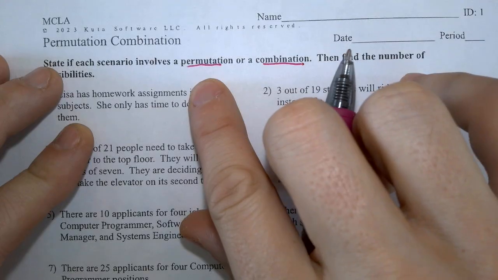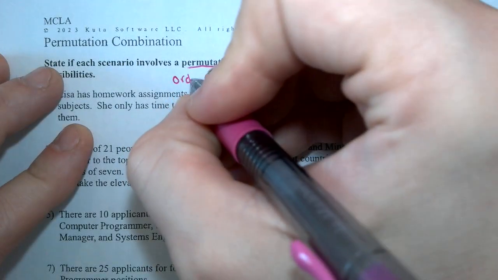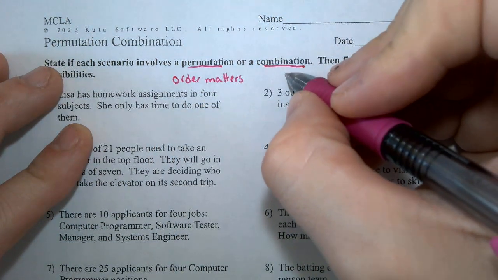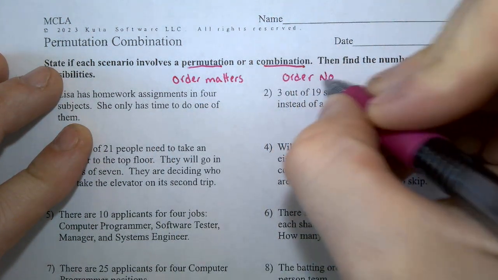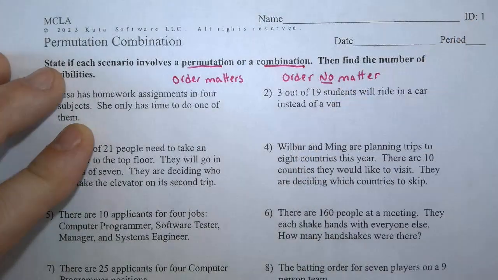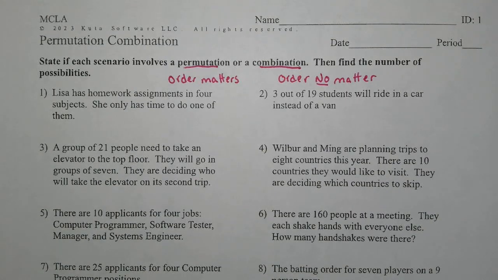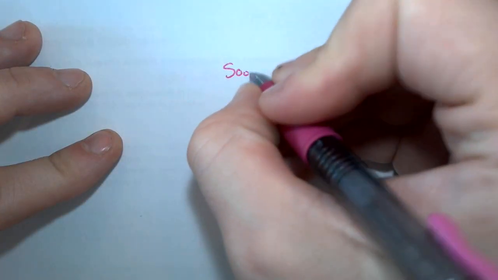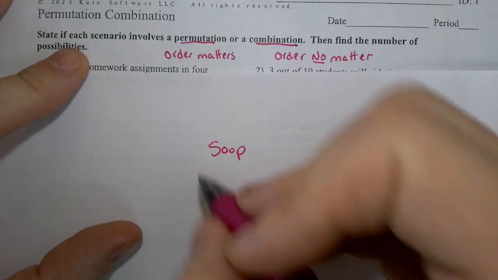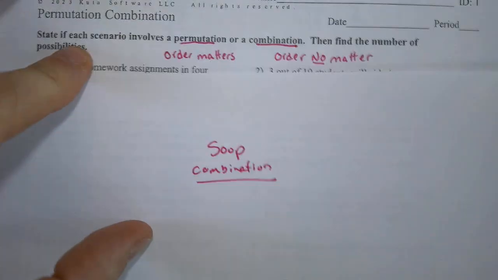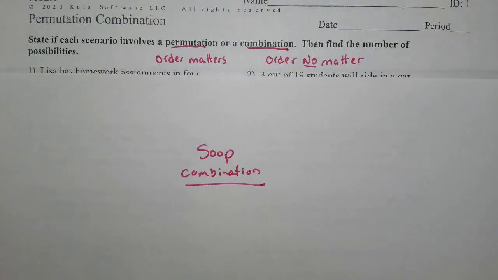For a permutation, the order matters. Whereas for a combination, order does not matter. The order does not matter for a combination, so the order will only matter for a permutation. For example, if you are making soup, that is an excellent example of a combination of ingredients. Does the order in which you put the soup ingredients in matter?